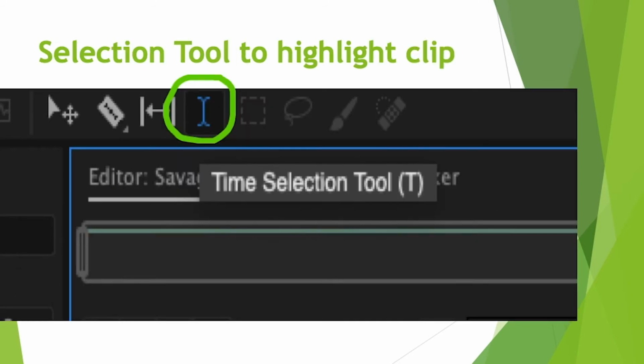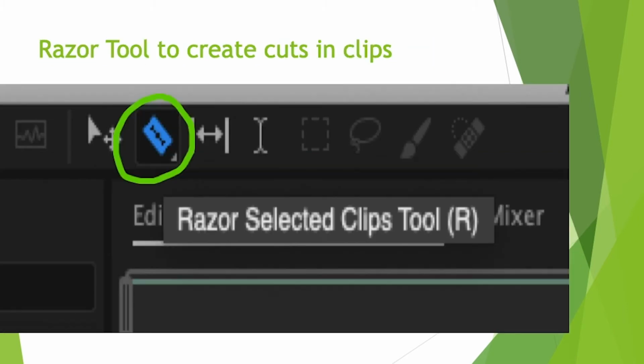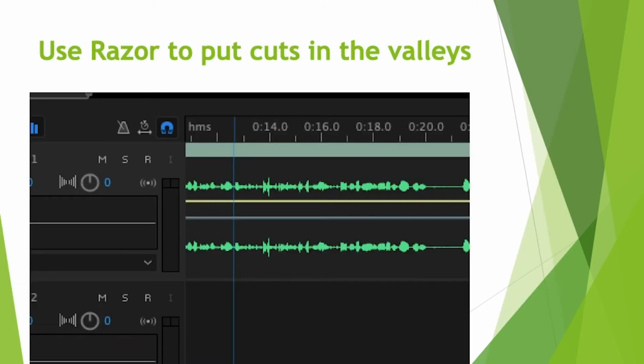The Time Selection tool, that's also in blue above, allows you to click on the clip and highlight a portion of the clip to delete it. The Razor tool, which looks like a razor blade, lets you put cuts and slices in the clip. Then you highlight what you want to get rid of and hit delete, and it's gone.